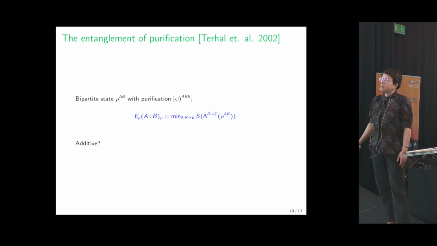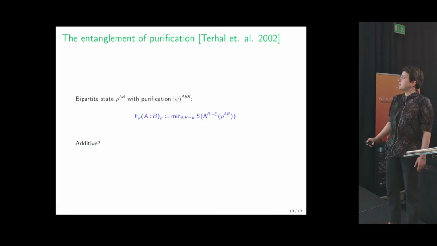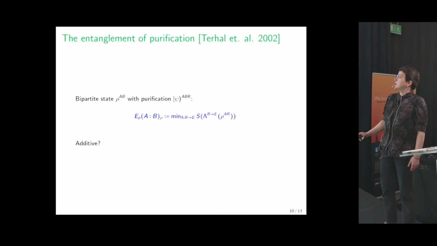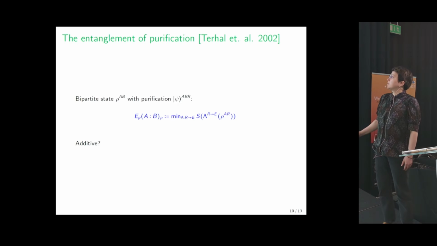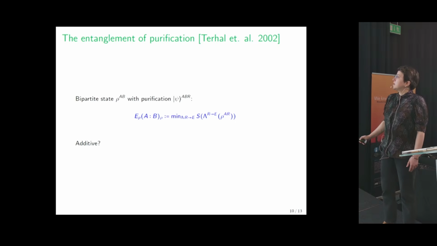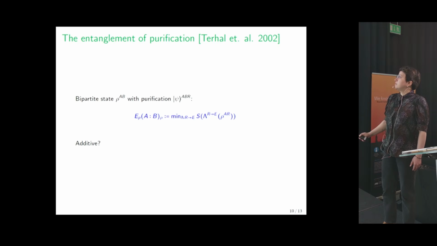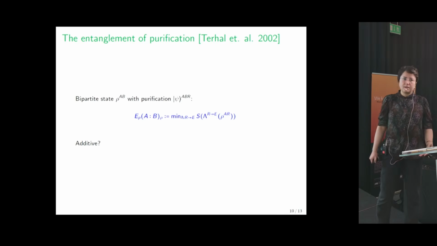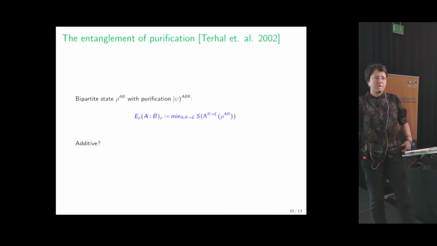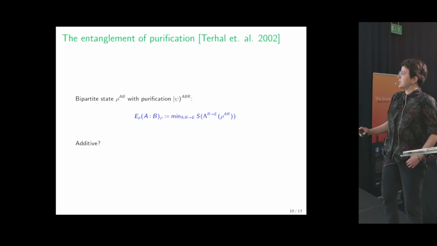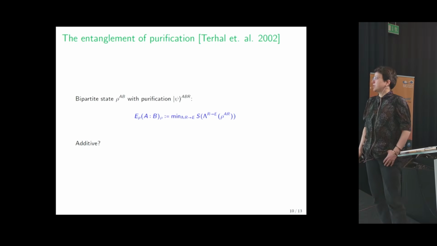So imagine that we have a bipartite state, rho AB. We do a purification with system R, which purifies systems A and B, and we apply a CPTP map on system R to get a new system E, and then we look at the von Neumann entropy of A and the new system E together, and we are interested in minimizing the von Neumann entropy for these two systems, and that is called entanglement of purification.